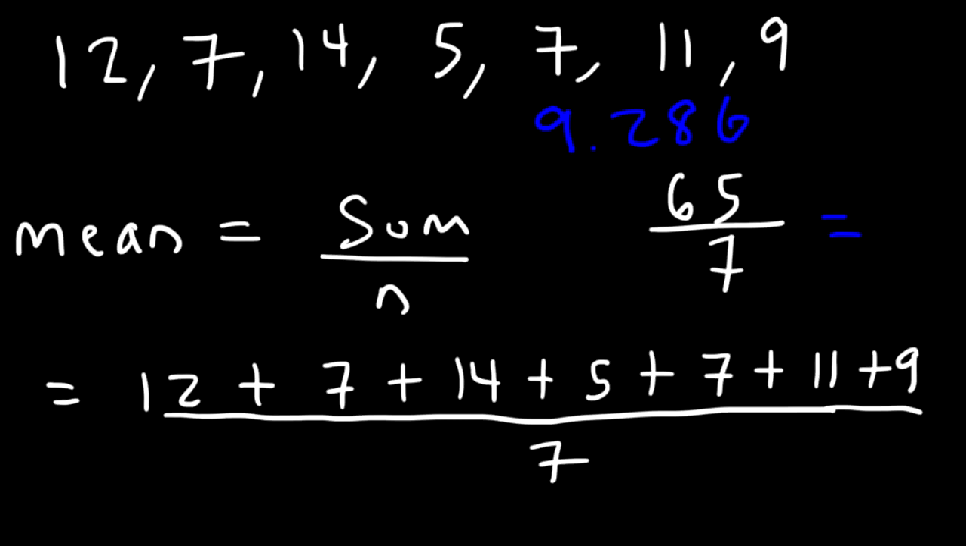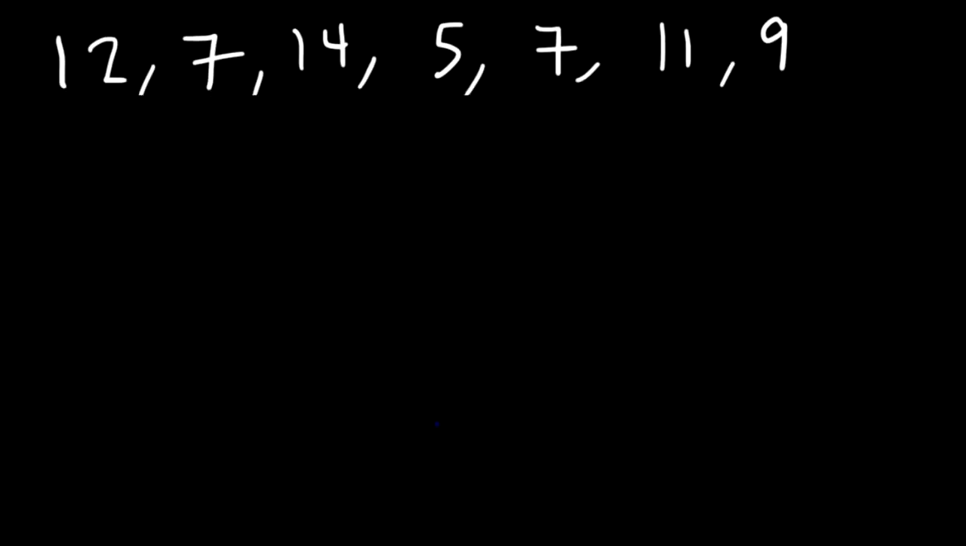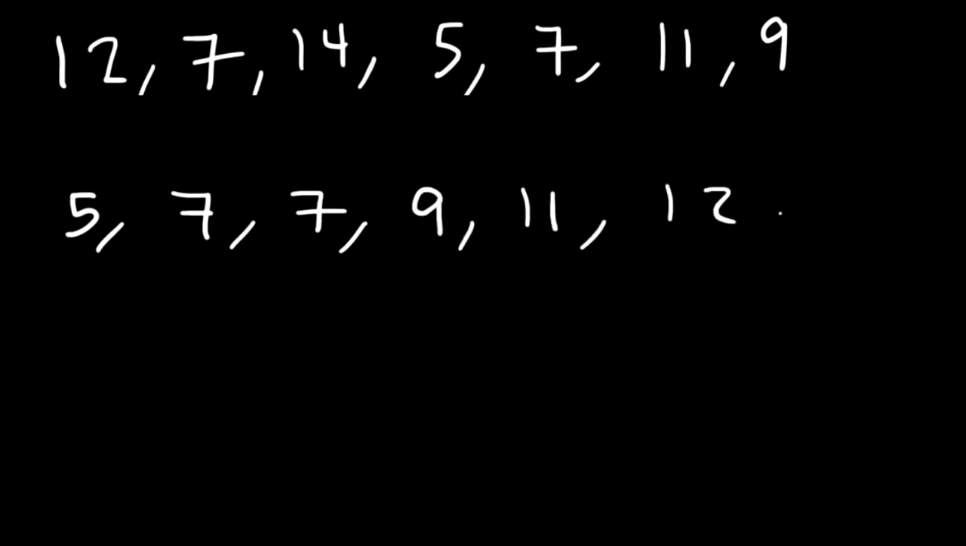Now what about the median? How can we calculate the median of this data set? What do you think we need to do in order to find it? To find a median, it's going to help if you arrange the numbers in increasing order. The lowest number is 5, and then we have 2 7s. Next we have a 9, 11, 12, and 14.